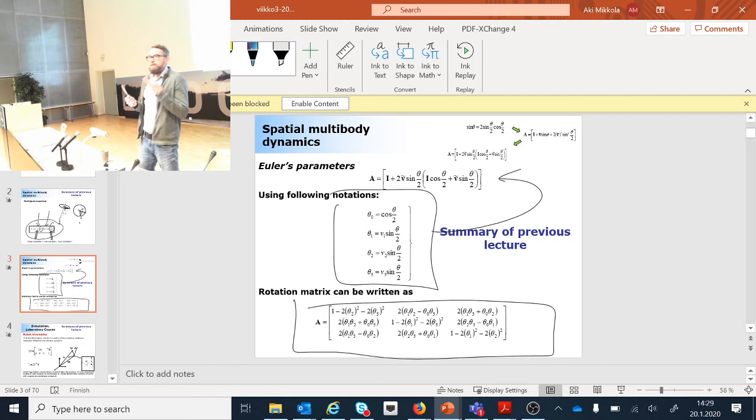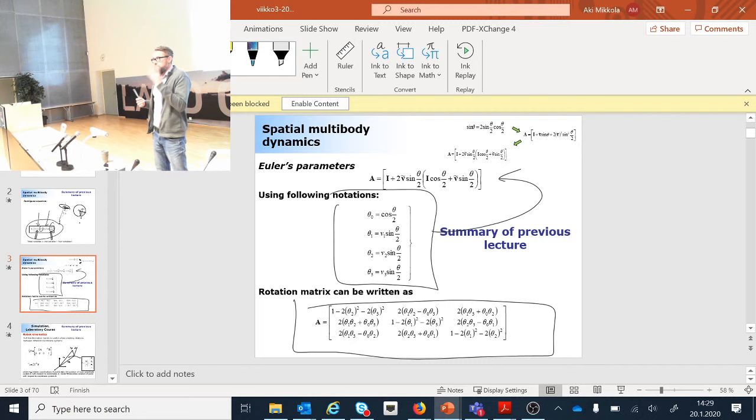Euler parameters is based on four parameters, so it's conceptually very different. So it's not an extension, it's a completely different story, even though the name implies that they are somehow cousins or brothers or something. They're not. So that's just a completely different story.